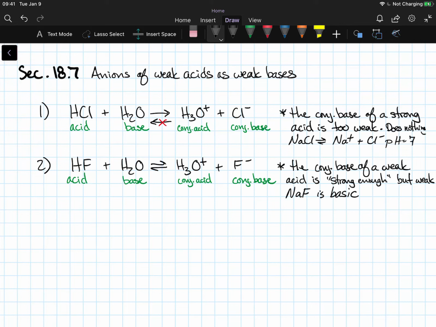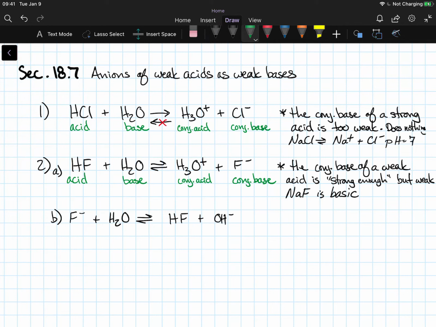And we can prove that if we look at just F- by itself. So if we were to take some F-, so this would be A, this would be B. If we were to just look at F- and dissociate this into water, what we end up with is the fluoride is going to take a proton from the water molecule, or the other way of saying that is that water is going to donate a proton to the fluoride ion, and we're going to end up with our weak acid, HF, and hydroxide.